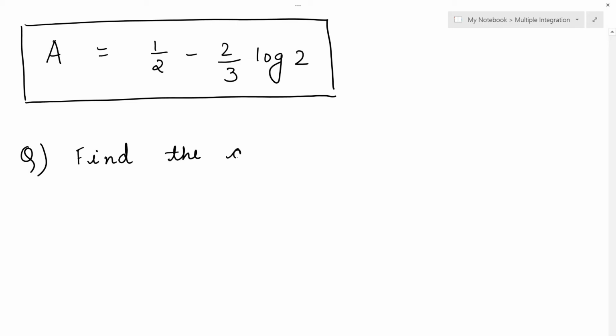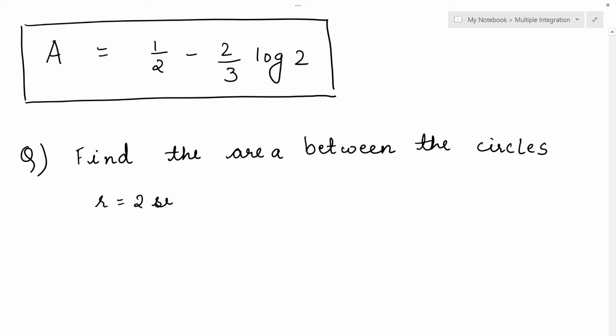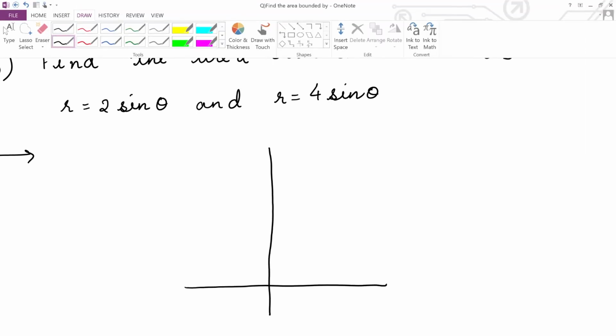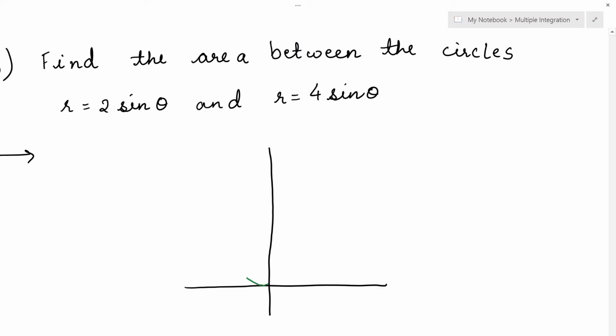So find the area between the circles. The circles are what? r is equal to 2 sine theta and r is equal to 4 sine theta. Now we know it clearly. We have done the standard curves of polar form, that whenever we have r is equal to a sine theta, that circle will be on your y-axis. So this is r is equal to 2 sine theta.